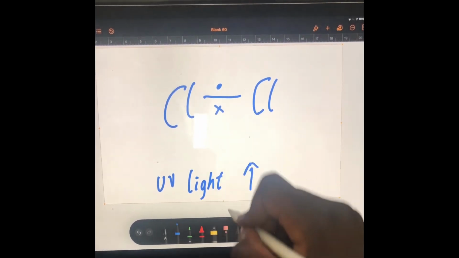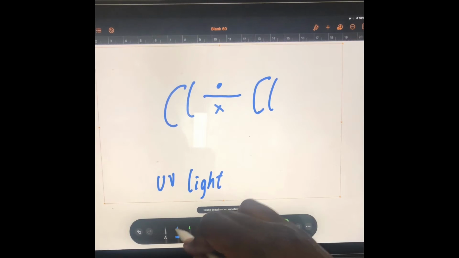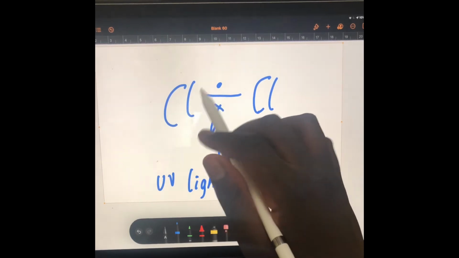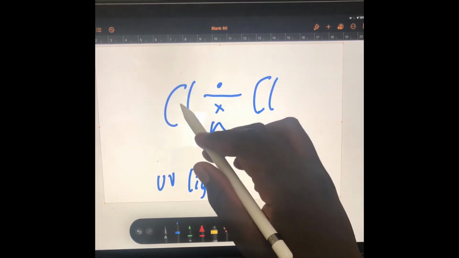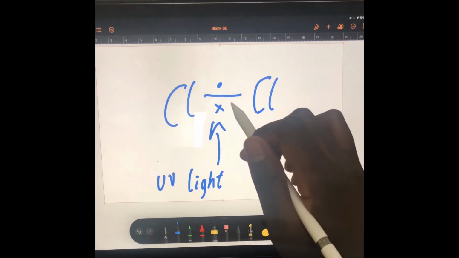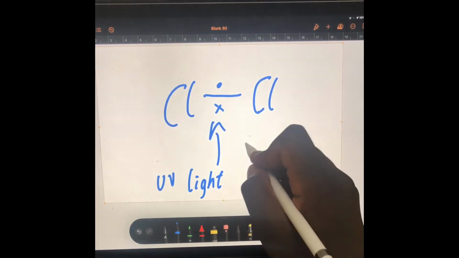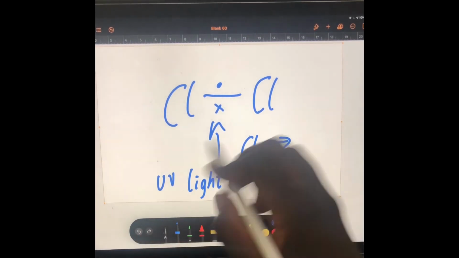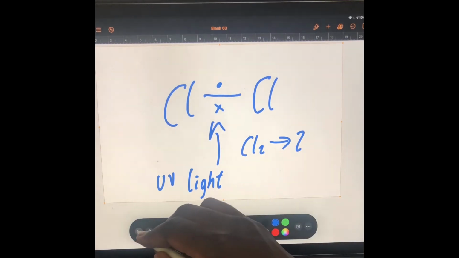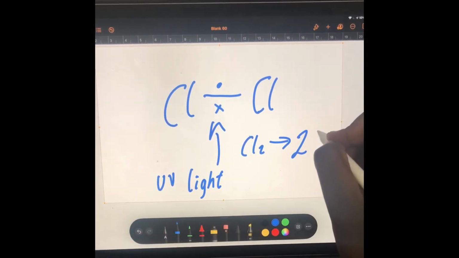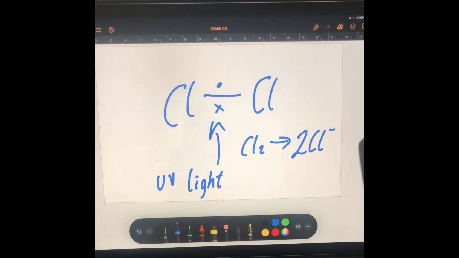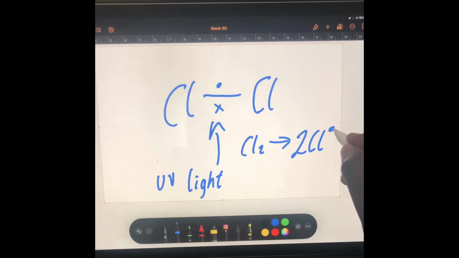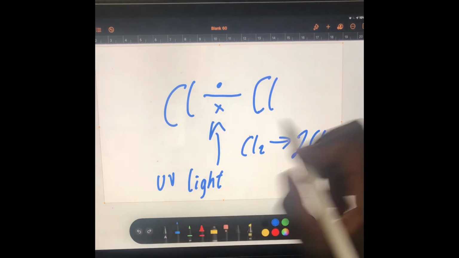So when you introduce UV light, this bond here becomes unstable and it breaks. So you get two separate free radicals here, so Cl and Cl. So it's two Cl essentially. So we're going from Cl2 to make two Cl. But you usually represent free radicals as a dot when we're talking about free radicals. Again, horrible drawing for me.